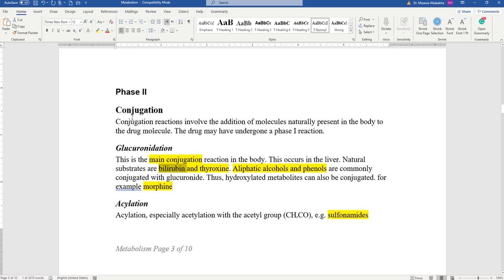Another thing you need to know is that conjugation results in a molecule that is more water soluble. Okay, and this will also help in the elimination of the metabolite or of the drug. So we have naturally occurring material that undergoes conjugation with glucuronide, such as bilirubin and thyroxine. The drugs that are aliphatic alcohols and phenols are also conjugated with glucuronide. We have examples such as morphine. Okay.